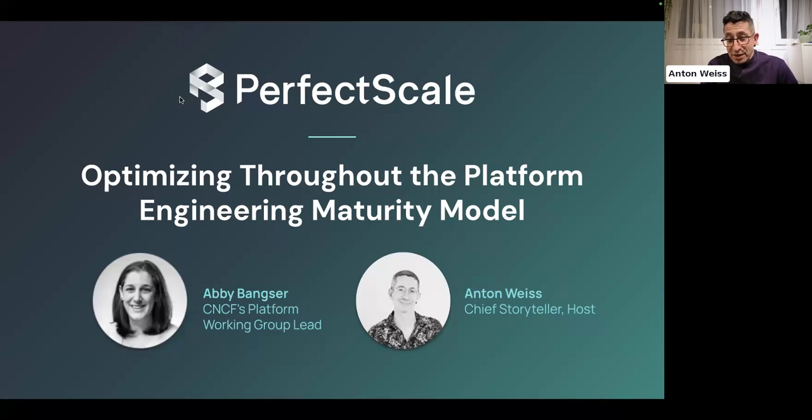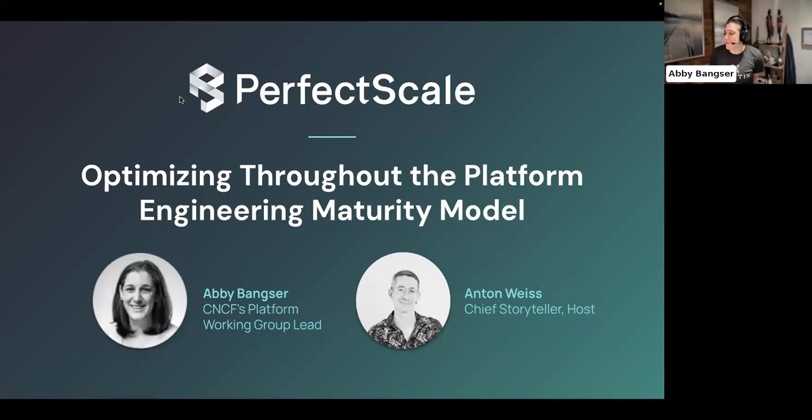Okay, so what we're talking about today is optimizing throughout the platform engineering maturity model. We'll talk about the model a bit later, but first let's define what optimization is, shall we? Yeah, I mean, optimization is something that I think we all throw around.